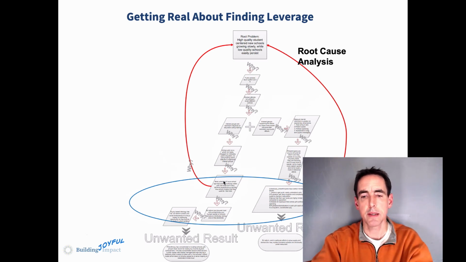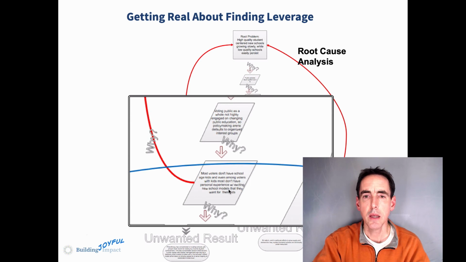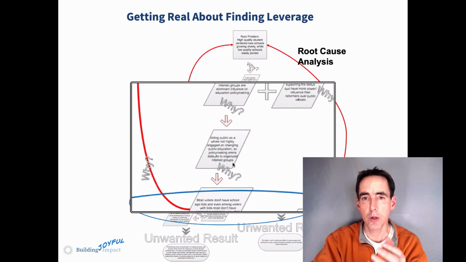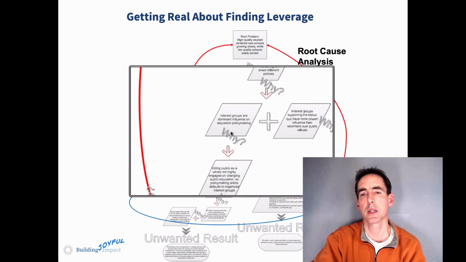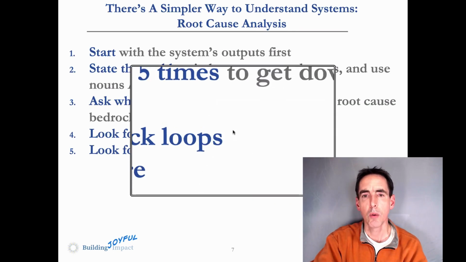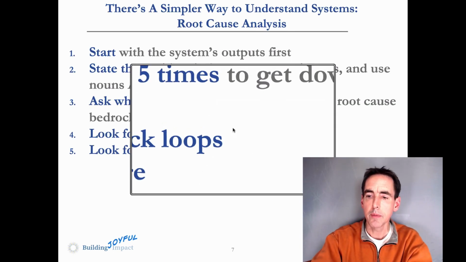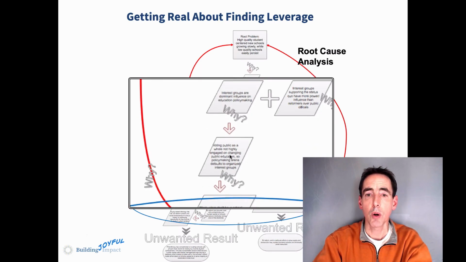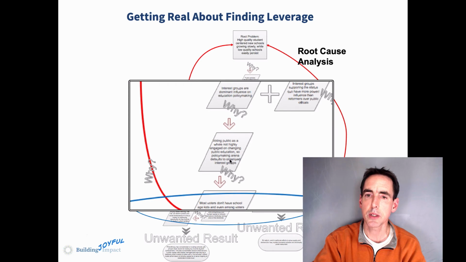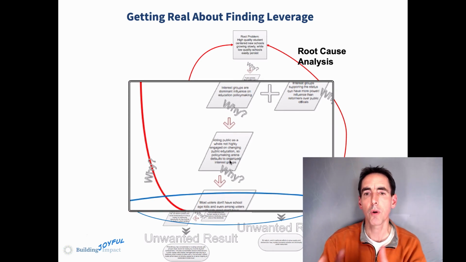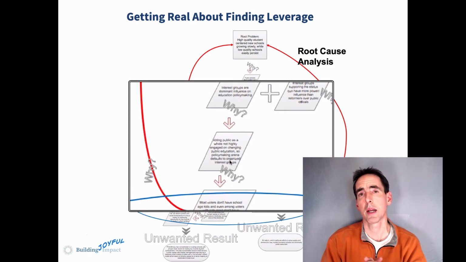And what this says right here is, why? So first of all, we get from interest groups are the dominant influence on education policymaking. Well, why is that? Well, it's because the voting public as a whole is not highly engaged on changing public education. So policymaking defaults to being done by organized interest groups.